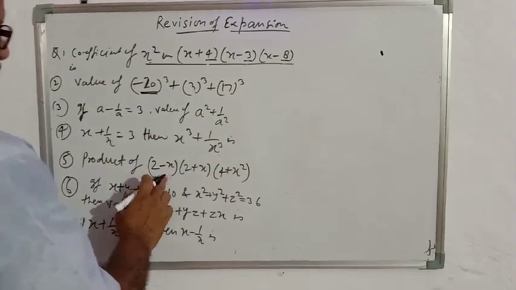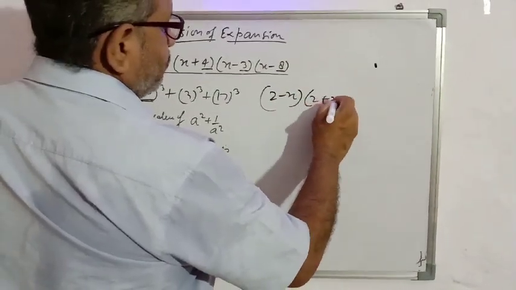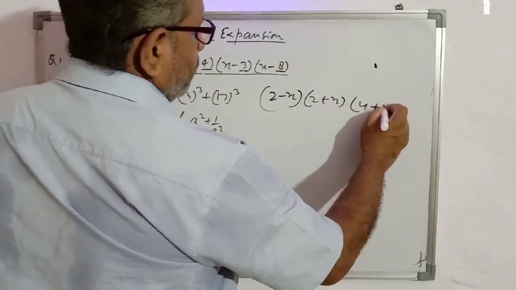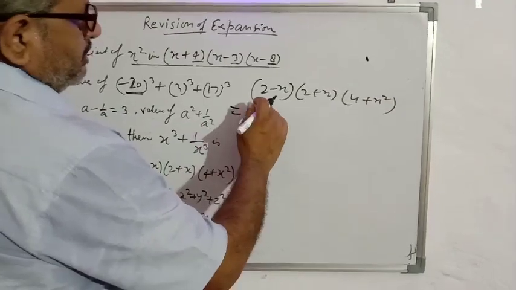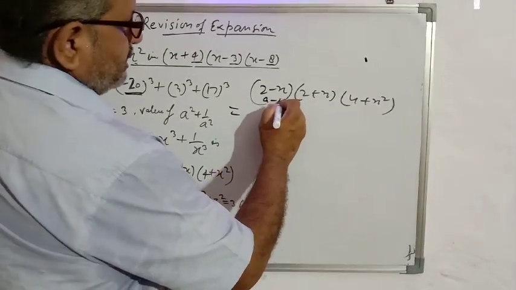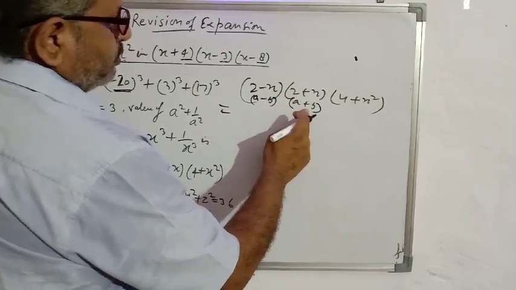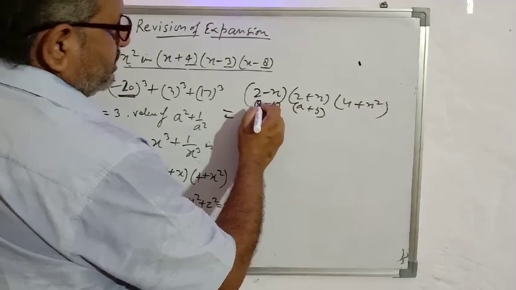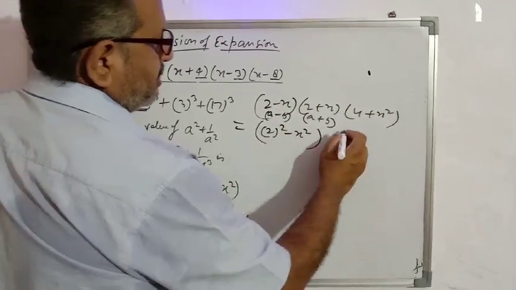We have to find the product of 2 minus x, 2 plus x and 4 plus x square. What is the product? Without multiplying we can find it. We know that a minus b into a plus b is a square minus b square. So a square means 2 square minus x square.